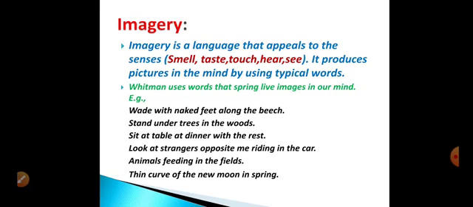While animals graze, a particular sound comes, it gives a sense of hearing, but also it's a visual image. So sometimes an image can be both visual, auditory, tactile, or olfactory. So they can have so many senses at the same time. Thin curve of the new moon in spring. It's a visual image. So these are different types of images that Whitman has used in his poetry to make it more vivid and descriptive.